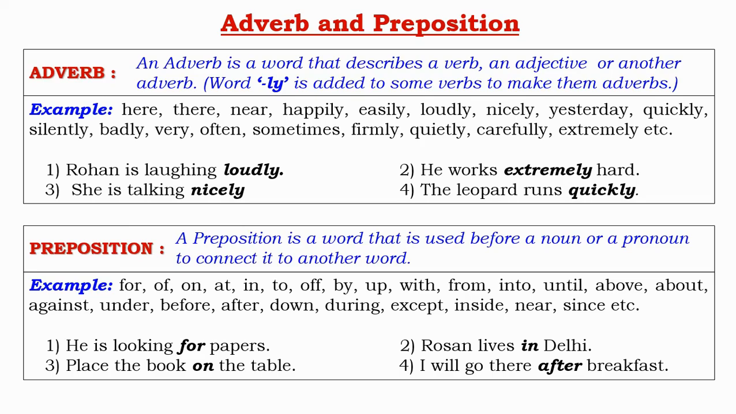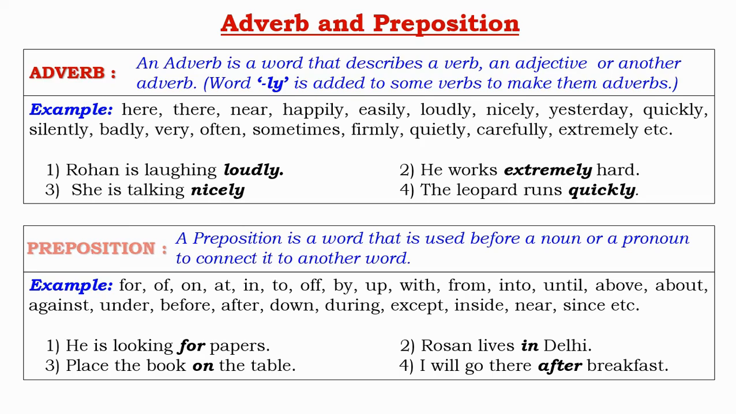For example, Rohan is laughing loudly. He works extremely hard. She is talking nicely. The leopard runs quickly. You see that the main words added with ly made adverbs: from loud to adverb loudly in sentence number 1, from extreme to adverb extremely in sentence number 2, from nice to adverb nicely in sentence number 3, and from quick to adverb quickly in the last sentence.